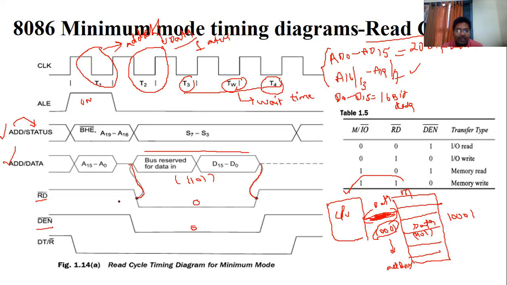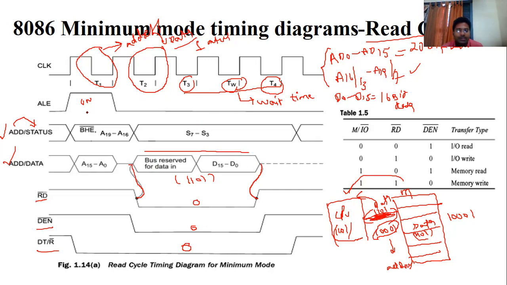So we perform the receive operation. Then whatever the data 1001 is available, this data is coming to the CPU. See this once again.